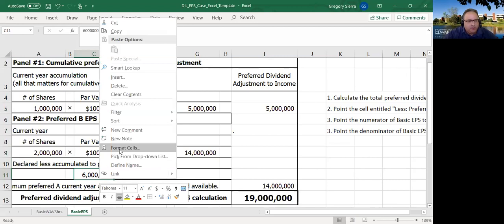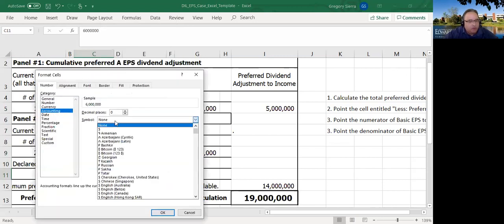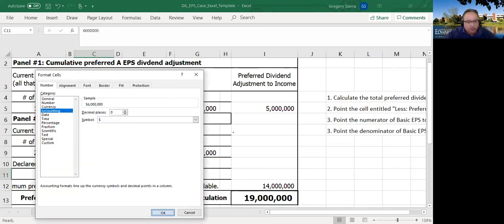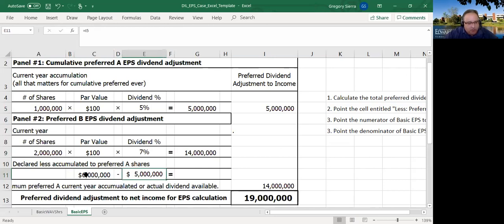I tell you what, we're going to fix this right here because it is accounting and I do want you to use accounting number format, but I want to use the dollar sign here to be consistent. And so 6 million is total available, but 5 million was taken by the cumulative preferred because they got their money first. They were preferred A. But once again, don't worry about that. We just needed to get through this comprehensive problem.